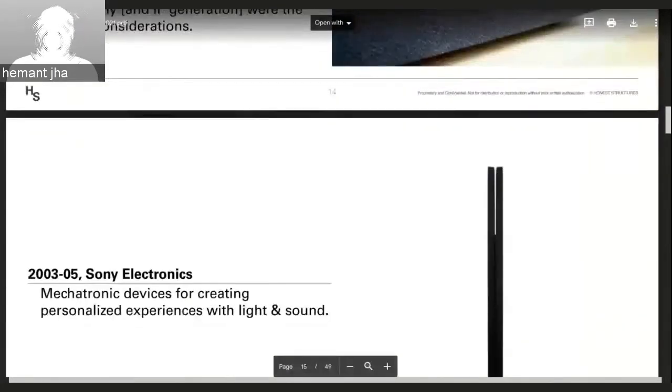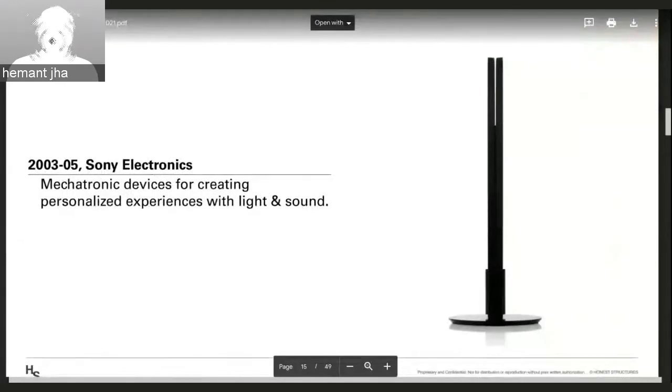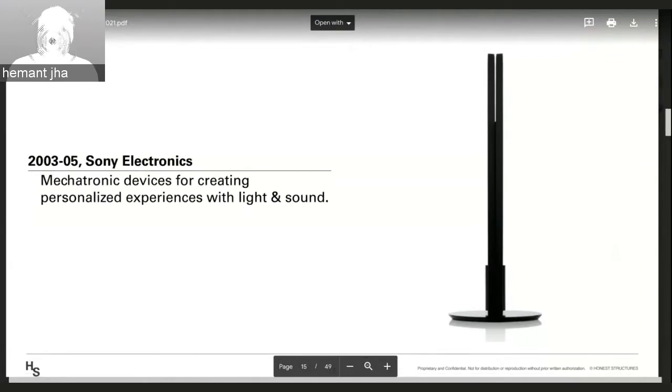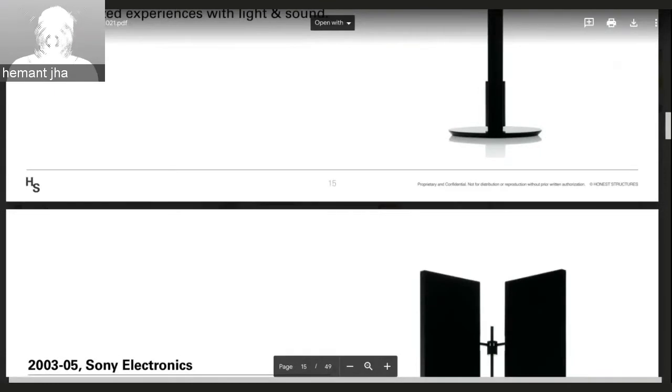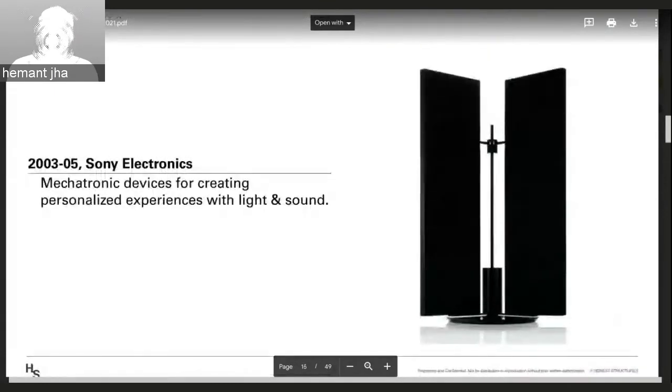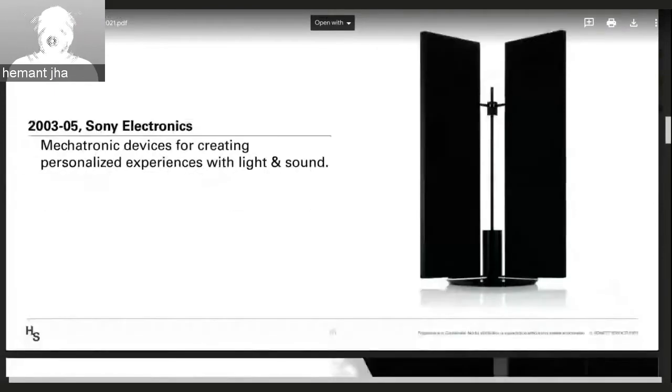And the goal of this was to inform the technical development that would happen within the company and also to generate patents that they could not only use in their products, but would also disallow other people from doing. And they had a very large internal group that managed all of this. And I got to see that in action. I thought I'd share a couple of images with you. Mechatronic devices for creating personalized experiences with light and sound. Basically, robotics integrated with consumer electronics.